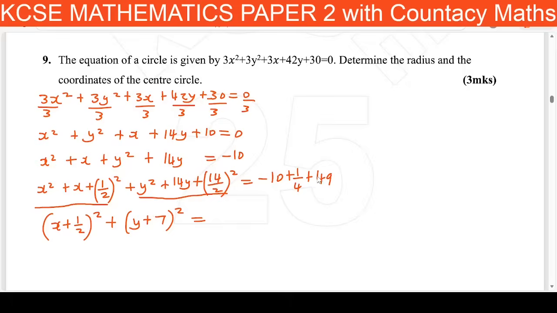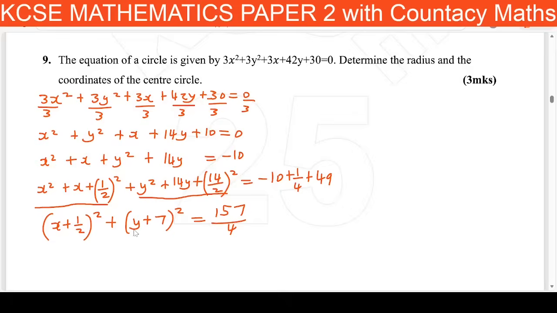Finally, we get to this case. What is negative 10 plus 1 over 4 plus 49? So 49 minus 10, that should give you 39. But what about 39 plus 1 over 4? What do you get from that? 39 plus 1 over 4 is 157 over 4, like that. Amazing. The question is becoming much more interesting and actually much easier, because now the final part that remains for us is to know how the equation of a circle looks.